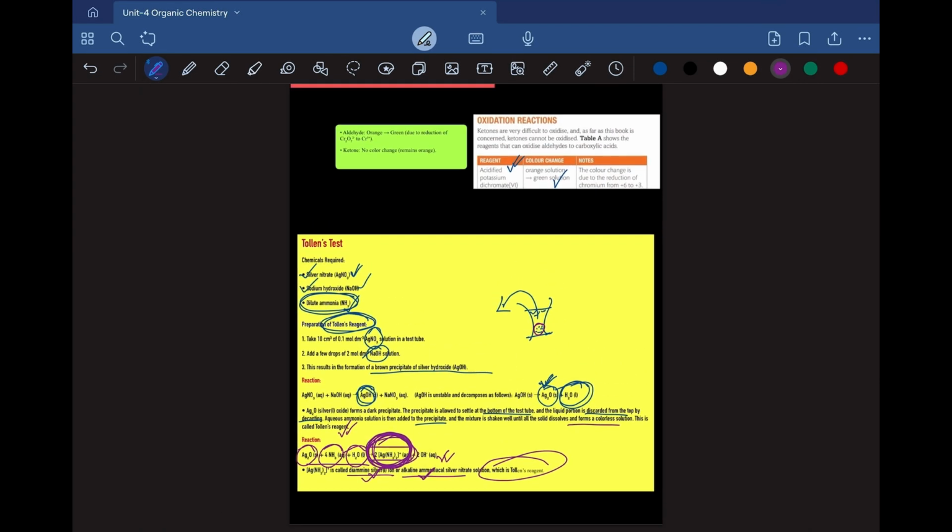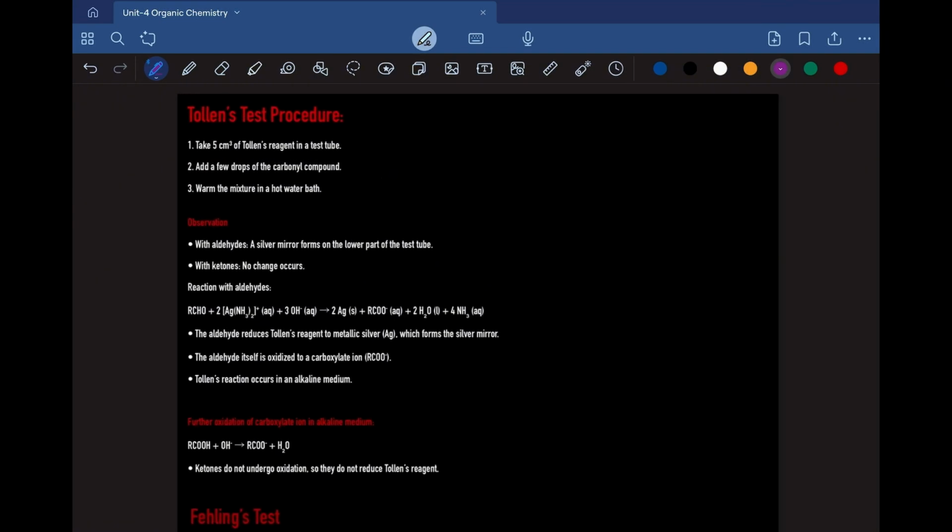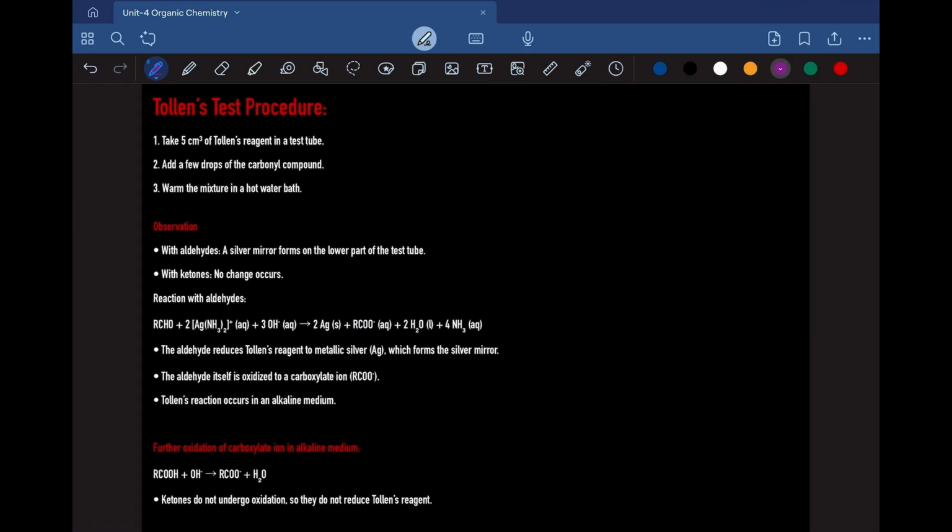Now we have prepared the Tollens' reagent, and it's time to do the Tollens' test. To carry it out, first we take 5 cm³ of the Tollens' reagent that we prepared previously, put it in a test tube, and then add a few drops of the carbonyl compound which we are going to oxidize.